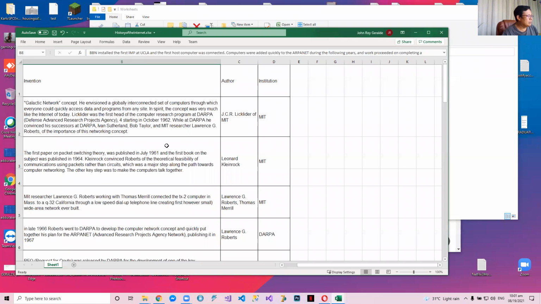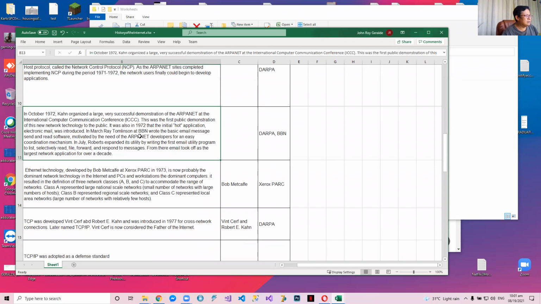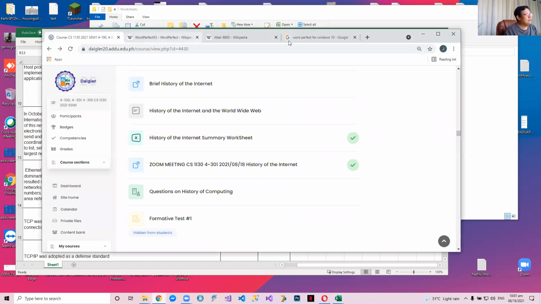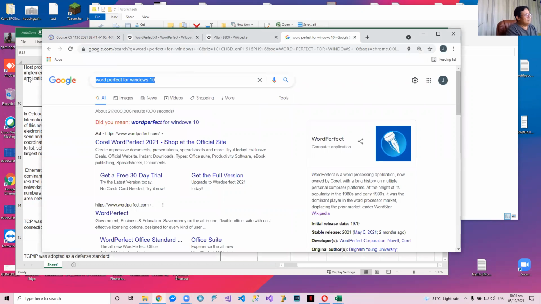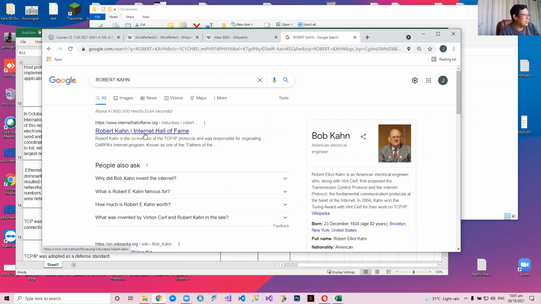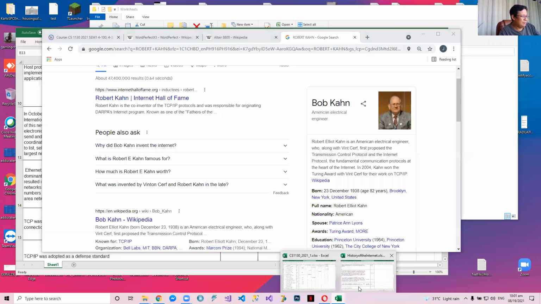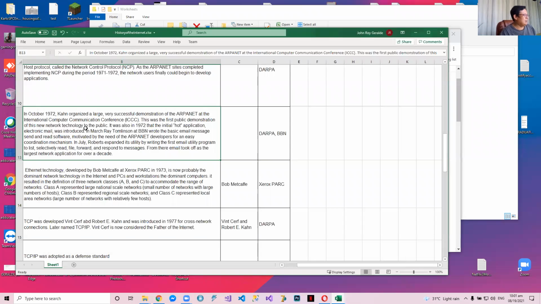So in 1972, Khan is in DARPA. I think it's Robert E. Khan. Let's Google that. Robert Kahn and Vincent Cerf. This is Bob Kahn. He's one of the authors of TCP. Robert E. Kahn, in DARPA and BBN.